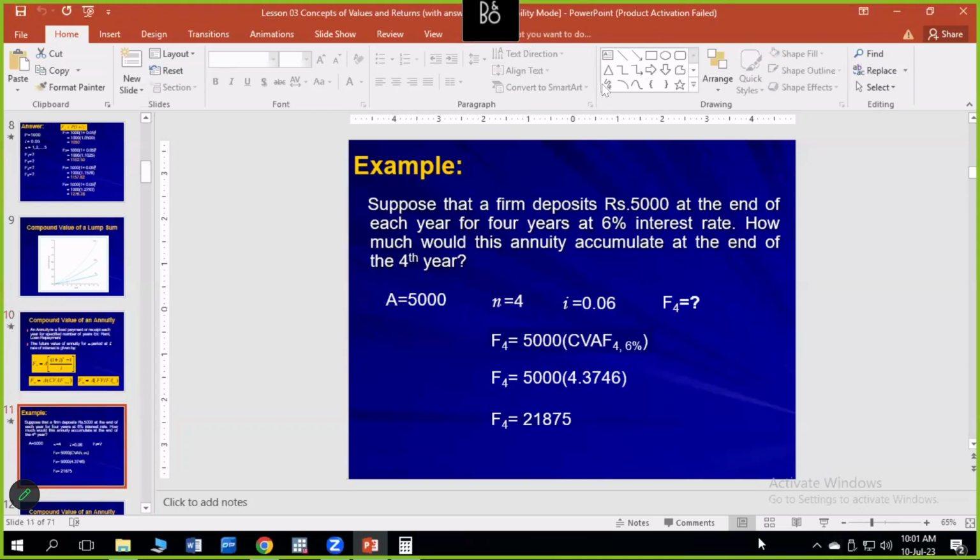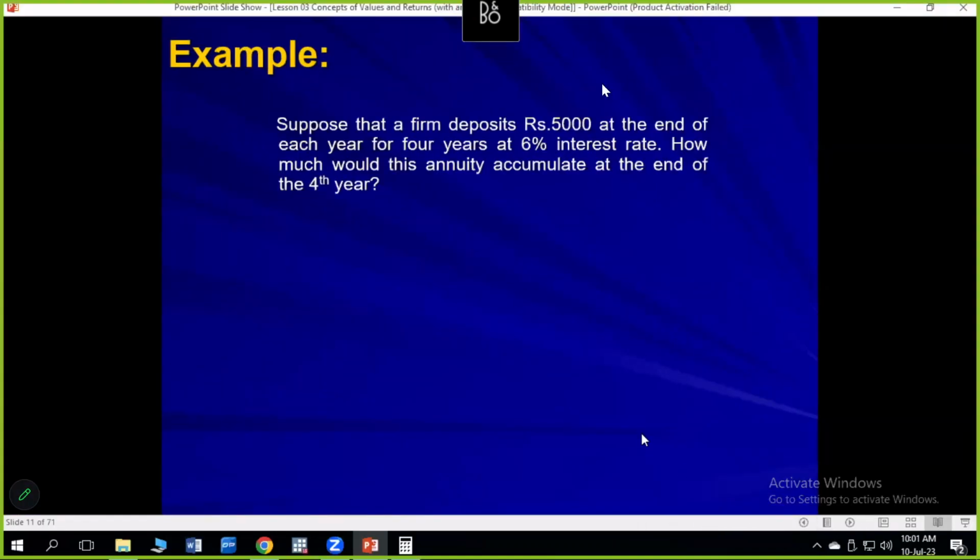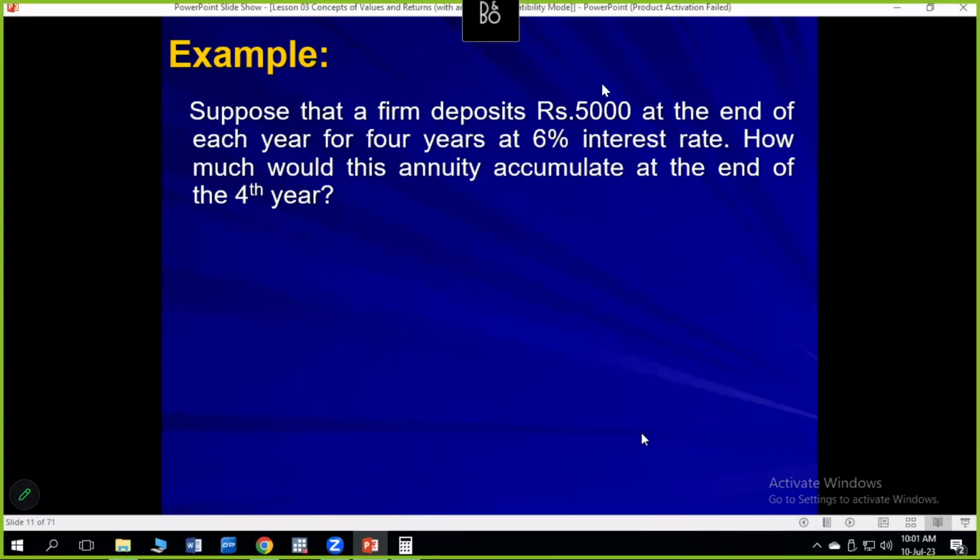Now what you can do is copy down this example in the exercise book, for a future value of an annuity. Suppose that a firm deposits 5,000 at the end of each year for 4 years at 6% interest rate. How much would this annuity accumulate at the end of the 4th year?